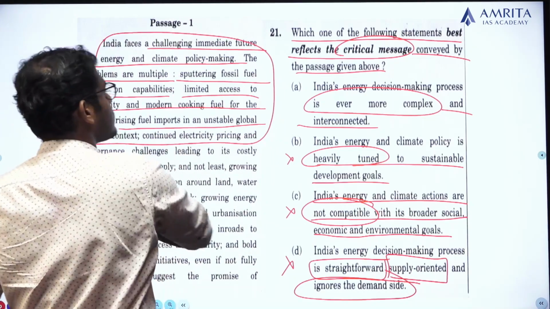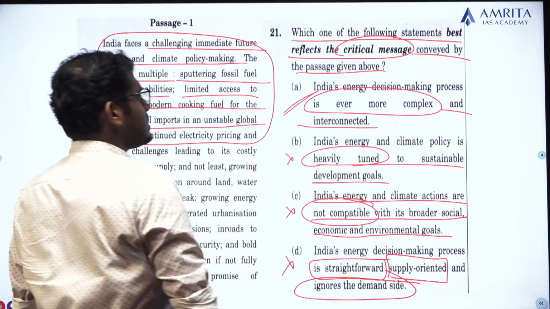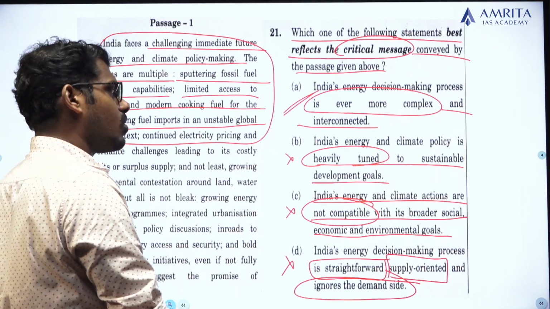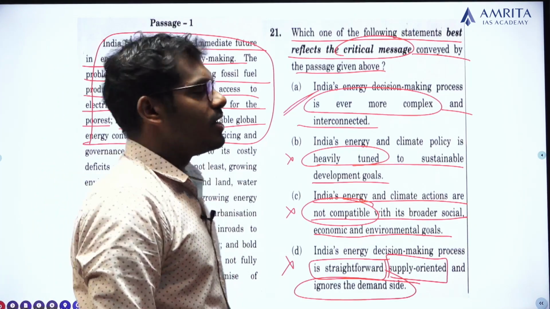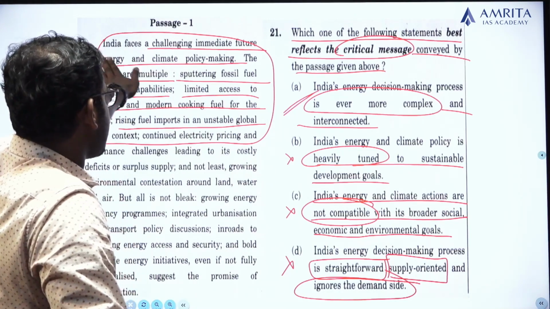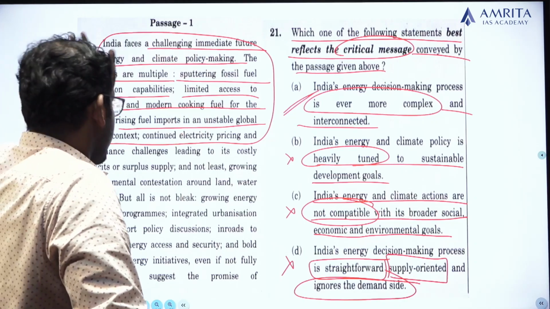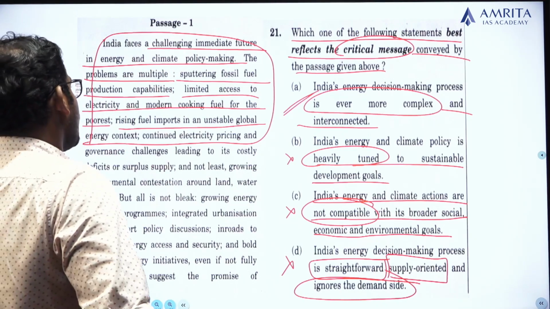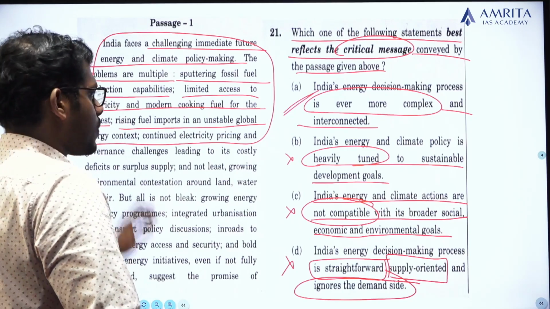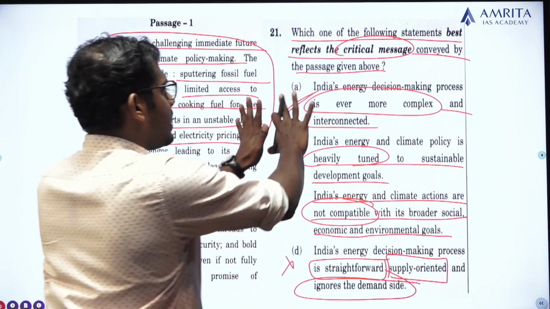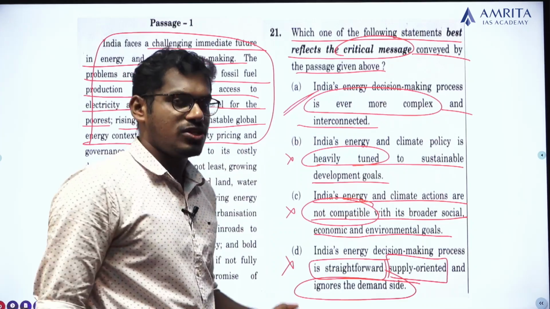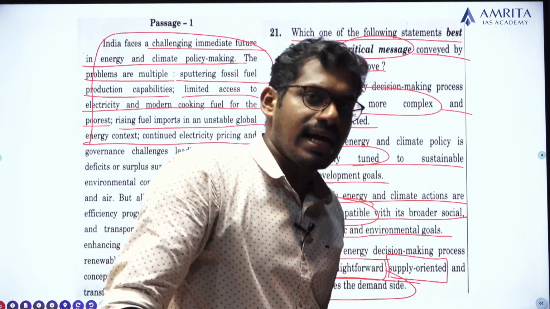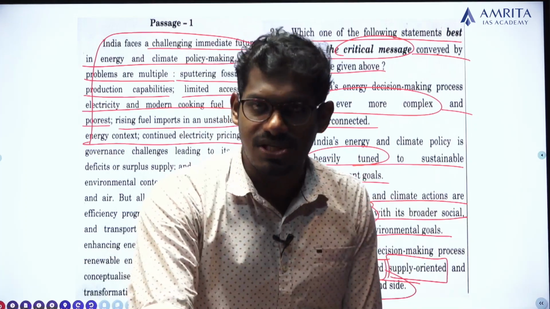Whatever they are saying is in line with the statement that India's energy decision making is ever more complex and interconnected. So there are multiple issues regarding energy and climate policy making. So it's challenging. Why is it challenging? There are multiple problems. So the decision making is ever more complex and interconnected is what the passage is conveying. And that idea has been obtained without reading the passage.